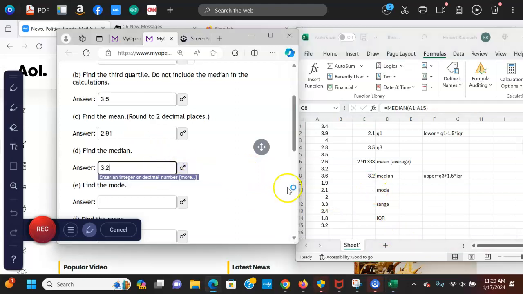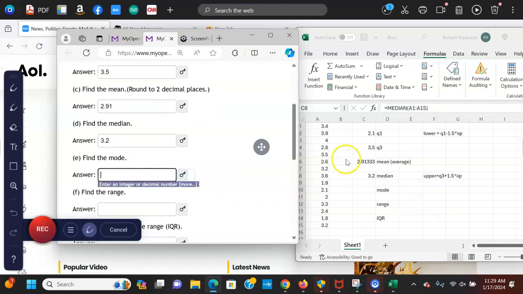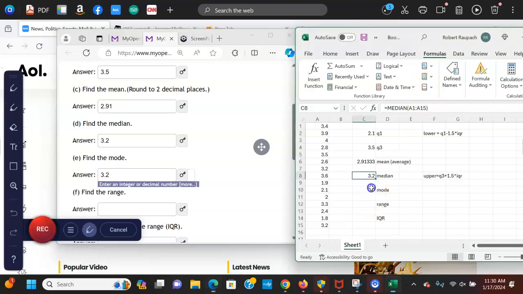Okay. The mode is whatever appears most. So whatever number appears the most. What appears the most here? Looks like 3.2. 3.2 appears twice and no other number appears twice, so it's 3.2. You could use MODE. There's a mode function in here too if you don't want to do it by hand. If you want to use Excel, I'll do it real quick.